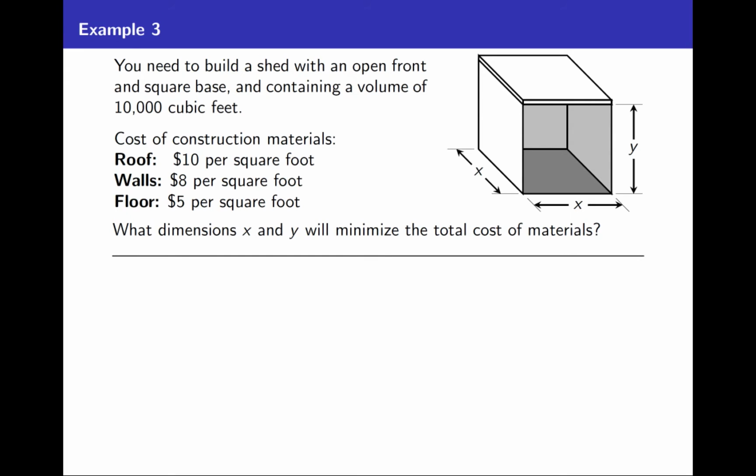So you have to build this thing, and the volume has to be 10,000 cubic feet. And you're looking at the cost of construction supplies, and you figure out the roof is going to cost $10 per square foot. The walls are $8 per square foot, and the floor is $5 per square foot. So the question is, what dimensions, x and y, will minimize the total cost of materials? So again, x is the length and the width of the building, and y is the height. What x and y should you use so your construction costs are minimized?